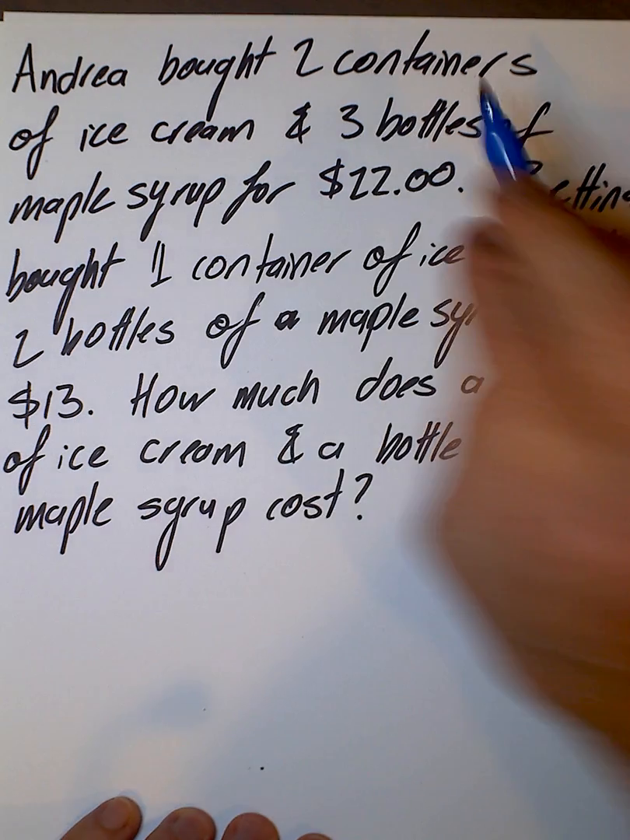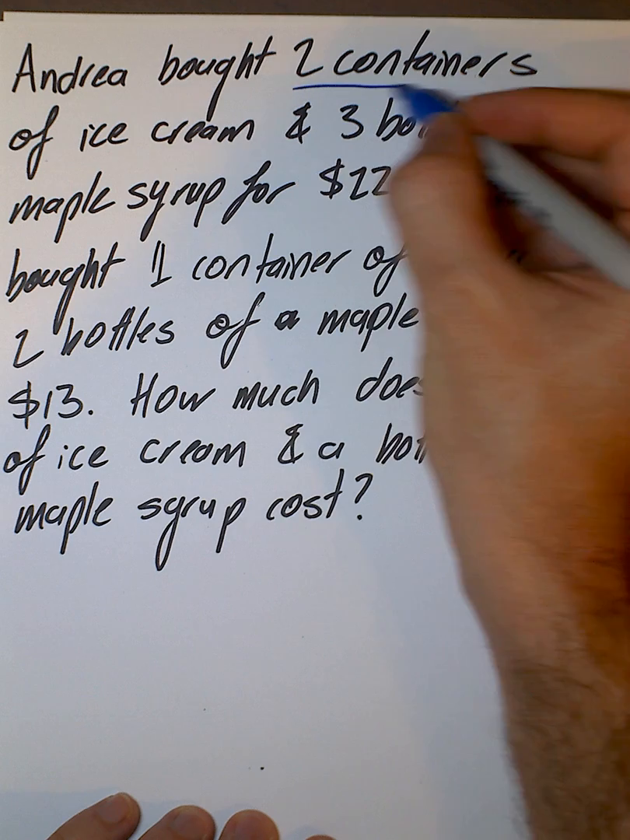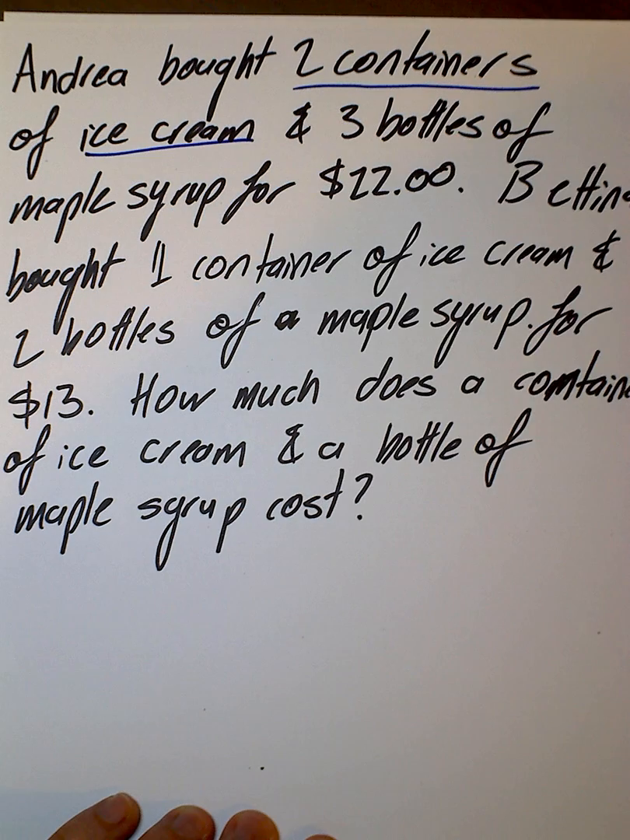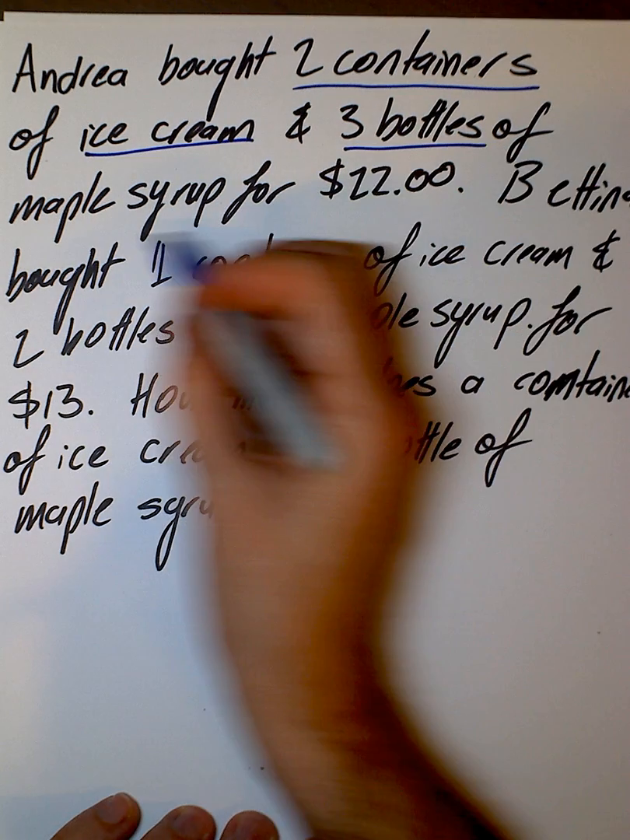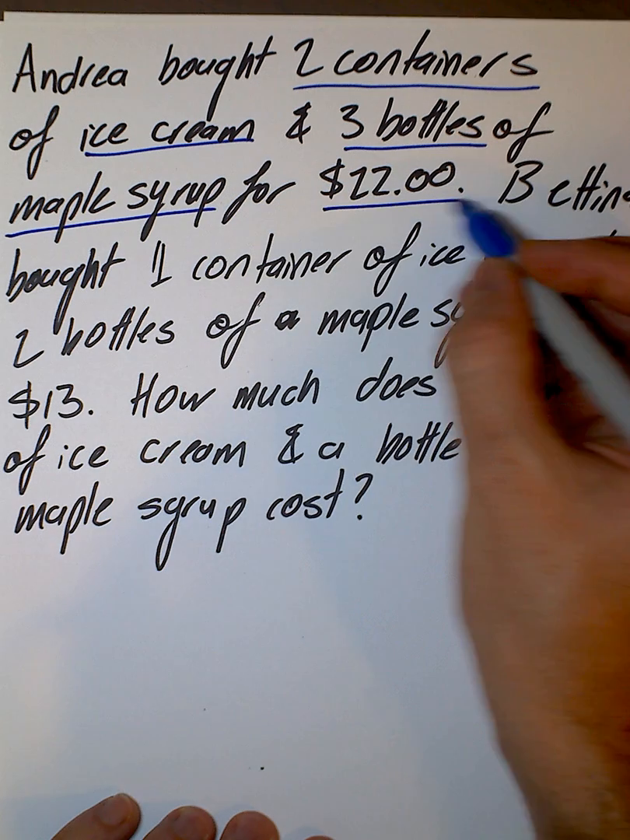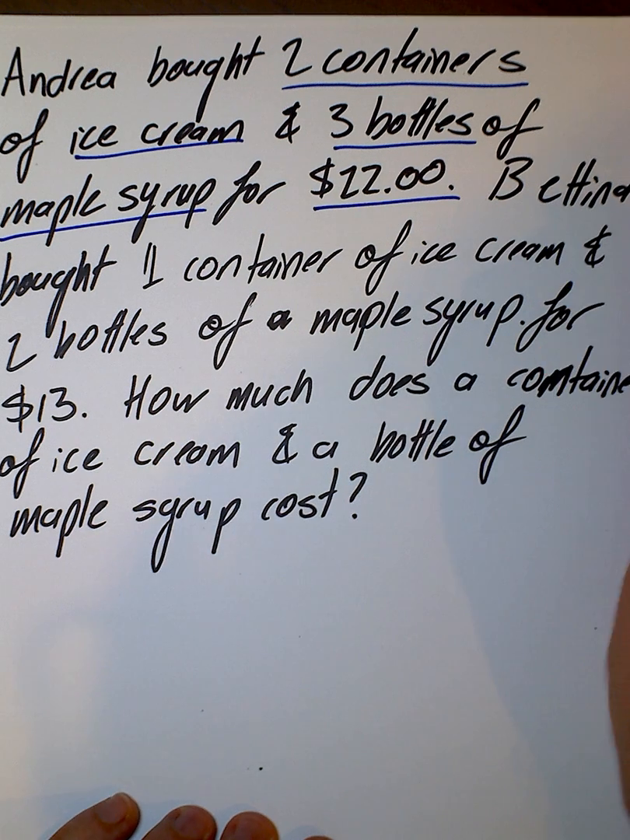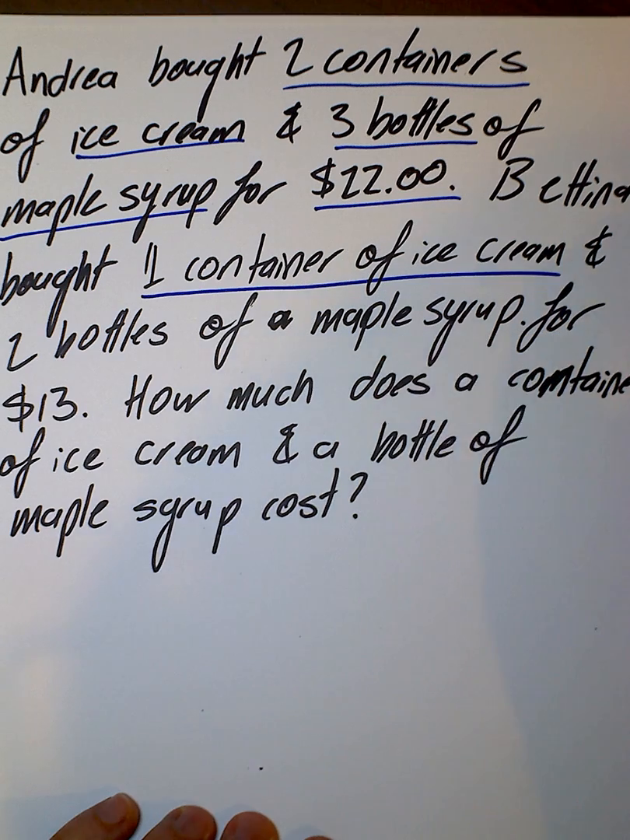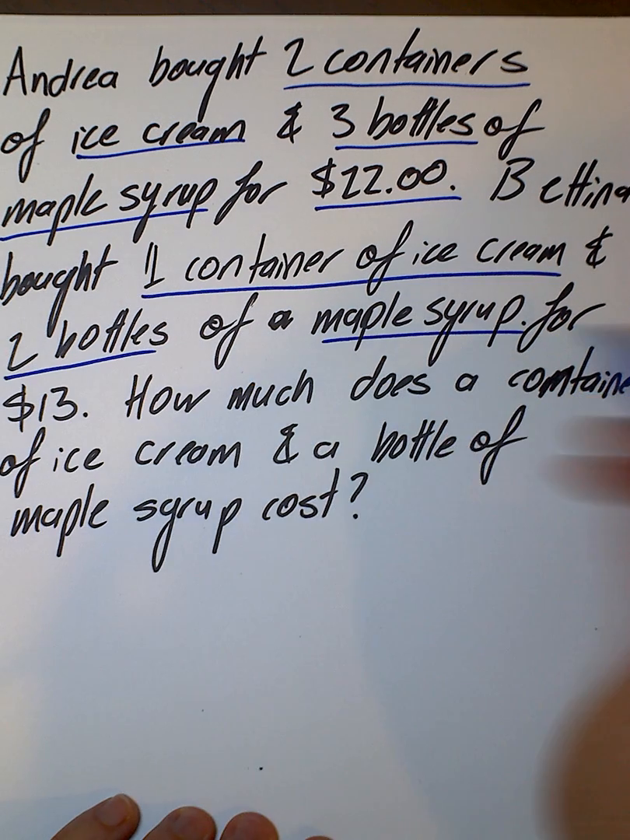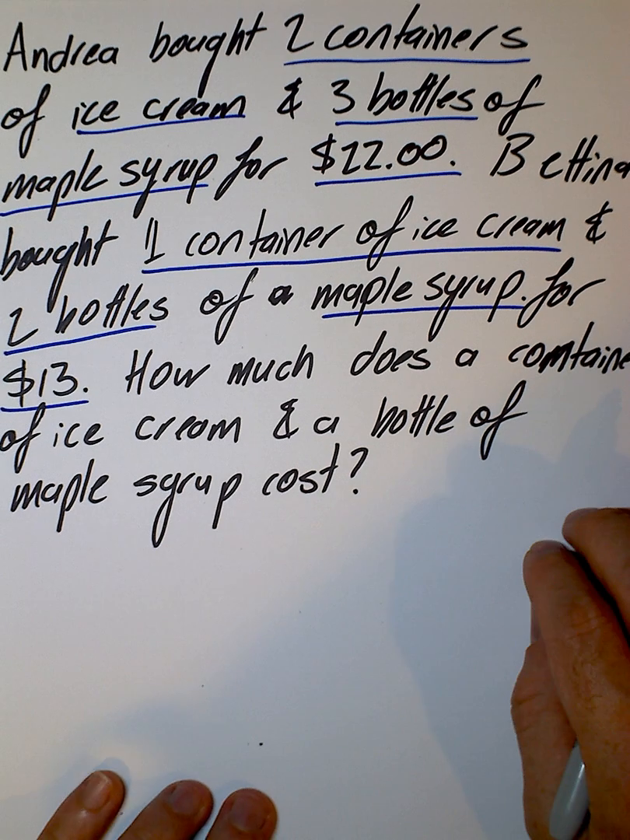Adrina bought 2 containers of ice cream. Okay, so we're dealing with ice cream. And 3 bottles of maple syrup for $22. Petita bought 1 container of ice cream and 2 bottles of maple syrup for $13. How much does each container of ice cream and a bottle of maple syrup cost?